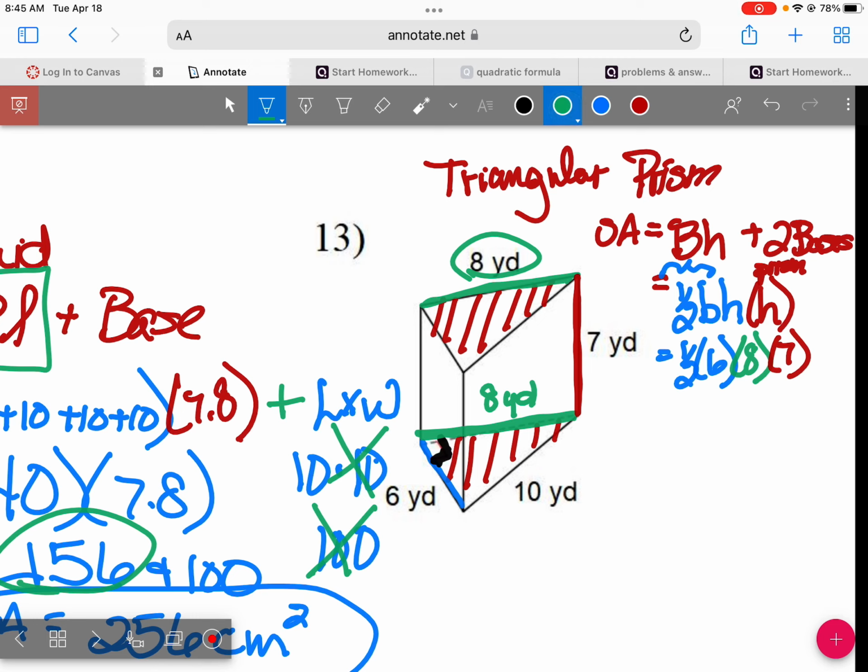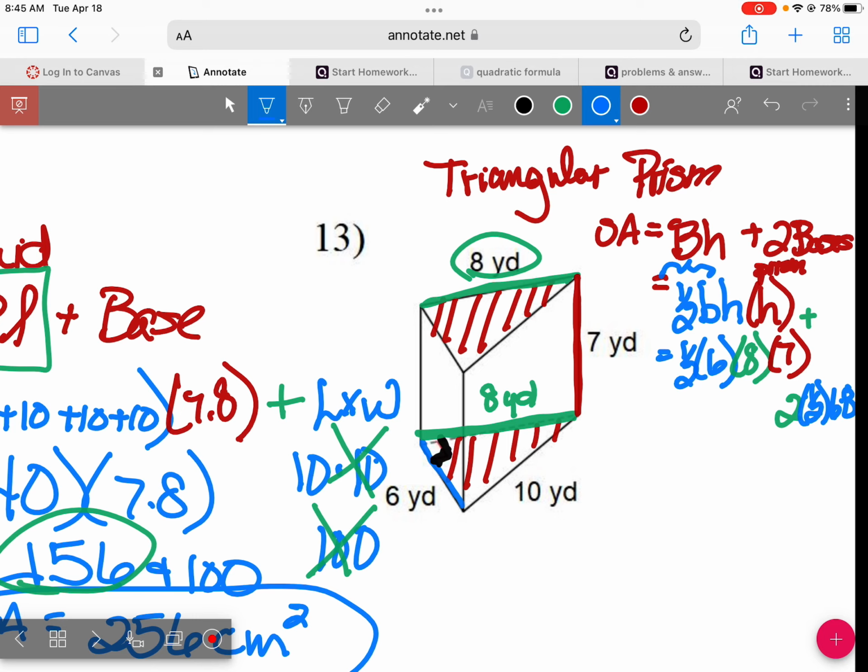So that's times 7 plus my two bases are 2 times area of a base. Oh, we just said that. 1/2 times 6 times 8. I'm running out of room. Okay.